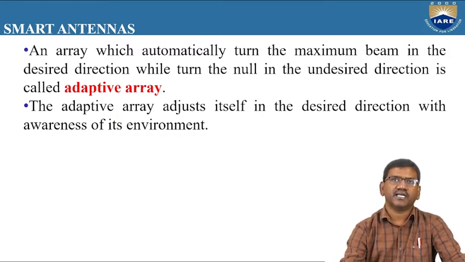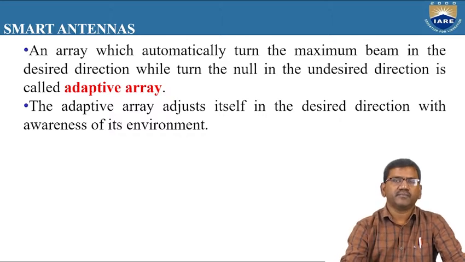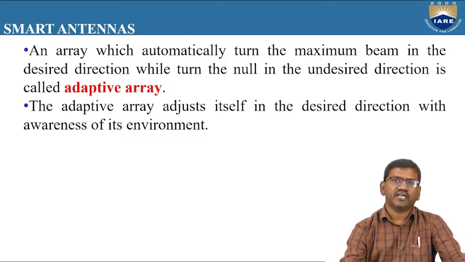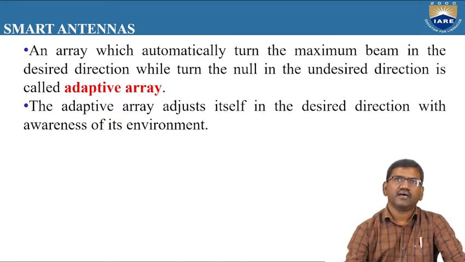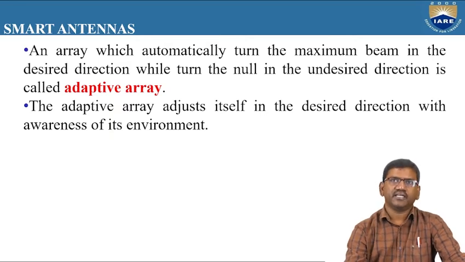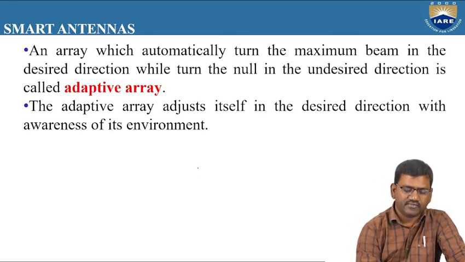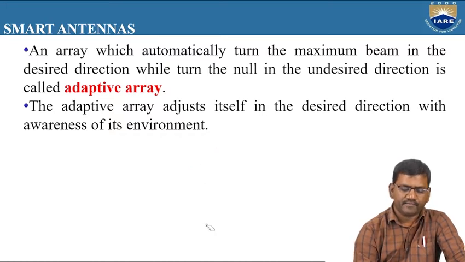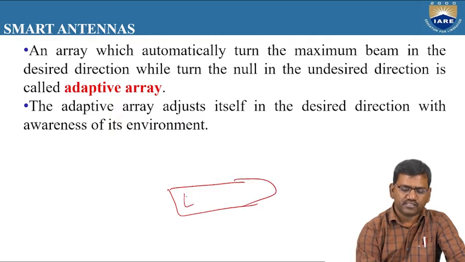An array which automatically turns the maximum beam in the desired direction while turning the null in the undesired direction is called an adaptive array. So here let us describe this adaptive array with an example. Let us take this is an adaptive array, and it contains a total of 4 elements.